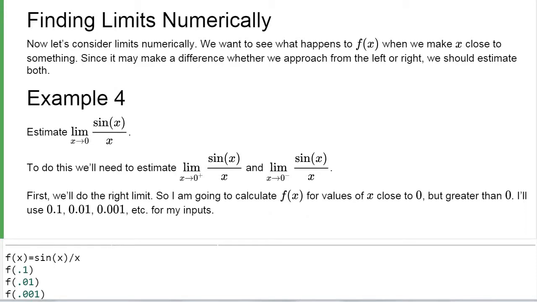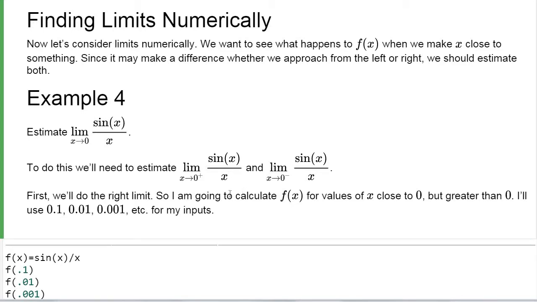And by numerically, I just mean to plug in actual x values and see what the y values are and see if they go somewhere. So let's go back to sine x over x. From the graph, it appeared that the limit was 1 as x approaches 0.